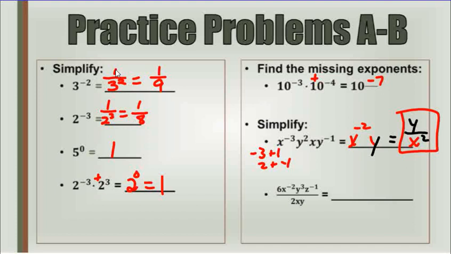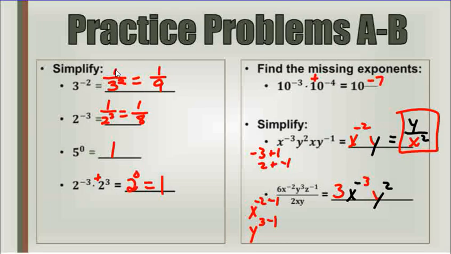And the last one here, 6 divided by 2 is 3. X to the negative second, divided by 1x, so I'm subtracting 1. So that gives me x to the negative third. I have my y's, so that's 3 minus 1, because I'm dividing by a y. That gives me y squared. And I have a z to the negative first.